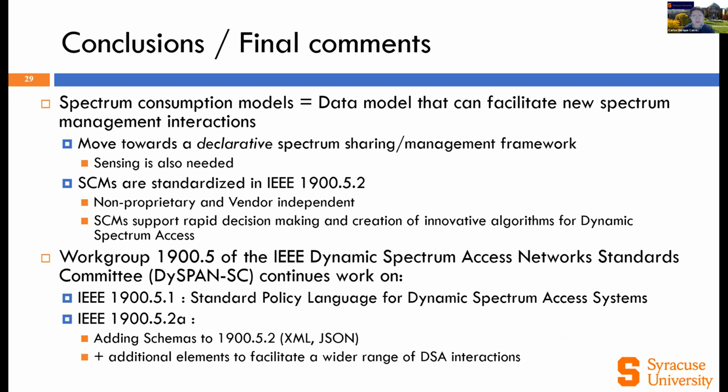So to finalize, just a couple of comments. Spectrum consensus models are a data model that can facilitate new spectrum management interactions. We think SCMs help us move towards a more declarative spectrum sharing, spectrum management framework, but sensing might also be needed. SCMs are standardized within IEEE 1900.5.2. Just to put in a shameless plug, SCMs are not the only key work being conducted by the 1900.5 working group.